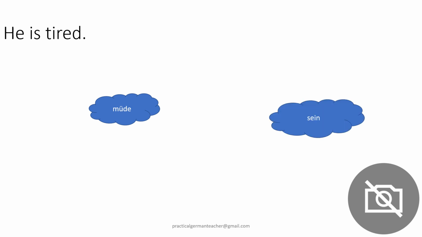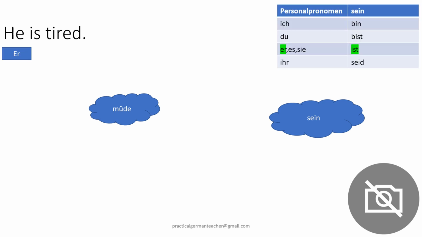He is tired. I don't know if you need to say this, but sometimes you want to say you are tired, or I am tired, or we are tired, or if you want to ask are you tired, you look tired. So how do you write these sentences? The word for tired is müde, and the verb that you are using here is sein. So sein because is. This is the conjugation table. Er conjugated ist. Er ist müde.